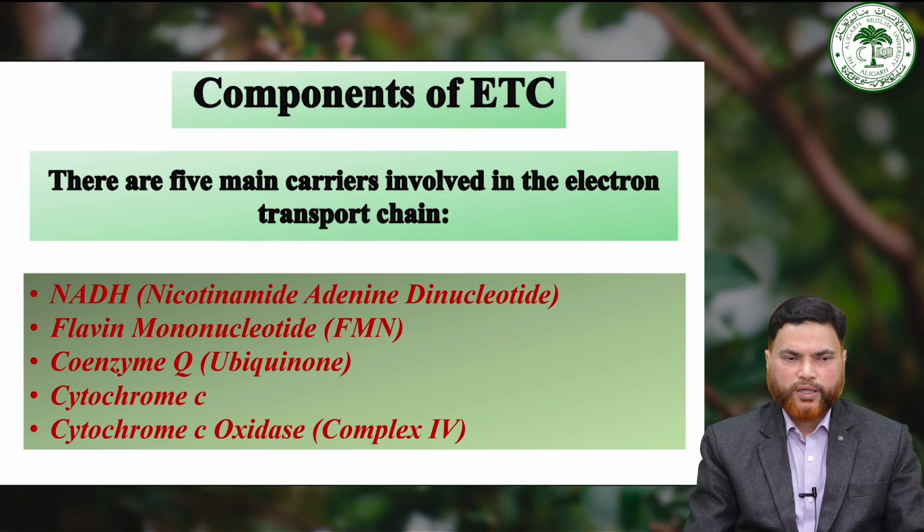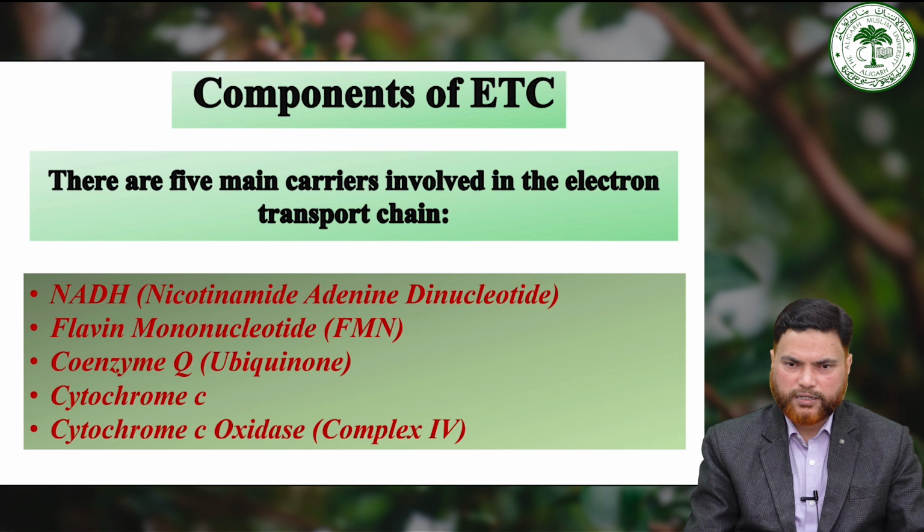differentiating point. Then cytochrome C: this cytochrome C is a very small heme containing protein located in the intermembrane space of the mitochondria, and it accepts electrons from complex 3 and transfers them to complex 4. And this cytochrome C is basically a water soluble carrier that moves freely in the intermembrane space. This is also very interesting to note here.